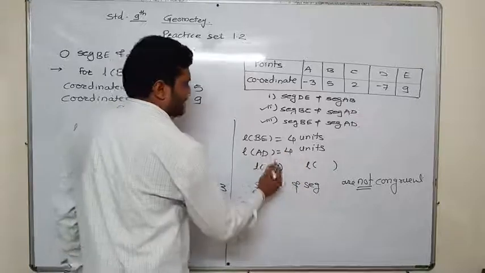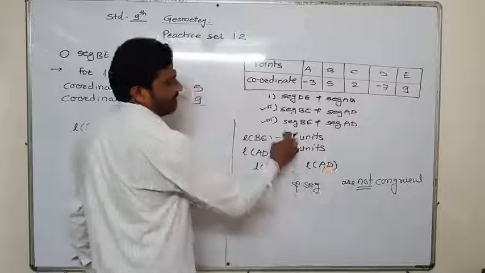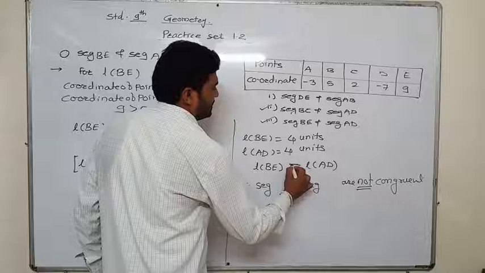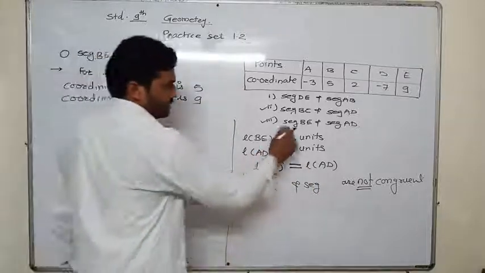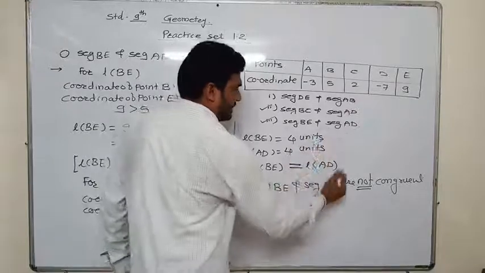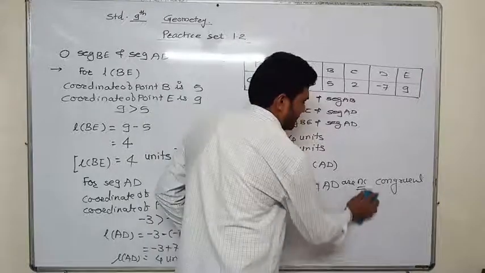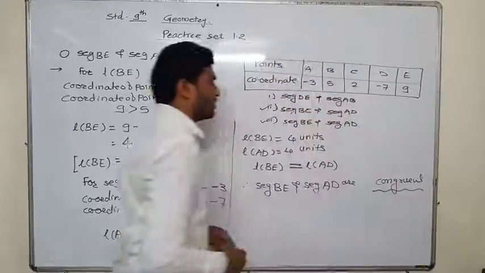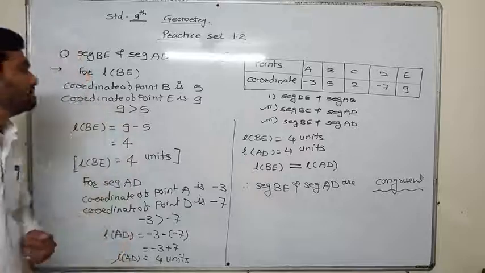So in this case, the length of BE and the length of AD are the same, which means equal length. If these two segments have equal length, then segment BE and segment AD are congruent. We write here that they are congruent. Why are they congruent? Because the lengths of these two segments are the same. Okay.